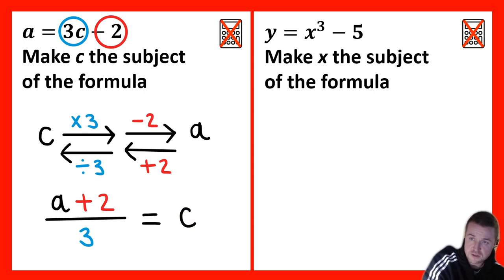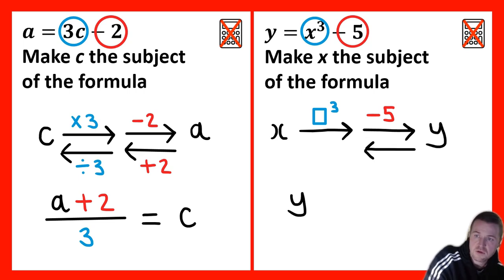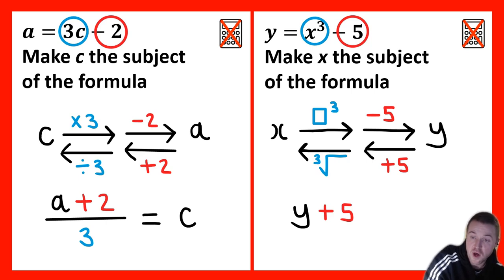For the second question, I need to make x the subject of the formula, using a function machine to explain what's happened to x. The first thing I did was I cubed x, and secondly, I subtracted 5 to give me the other side of the equal sign, which is y. Starting with y and working backwards, I can add 5. The inverse of cubing is the cube root. The cube root will need to go around the whole expression that I have so far, so making sure we extend the line all the way across before putting a 3 for the third root, and this will be equal to my new subject, which is x.